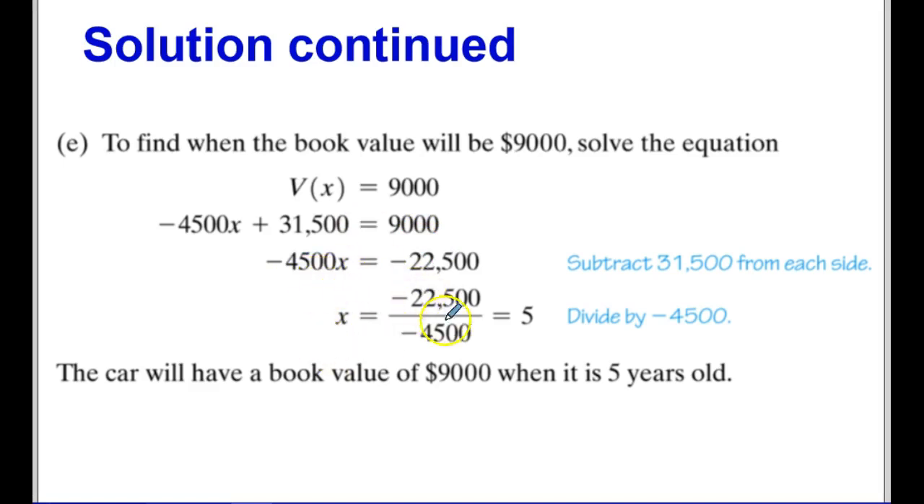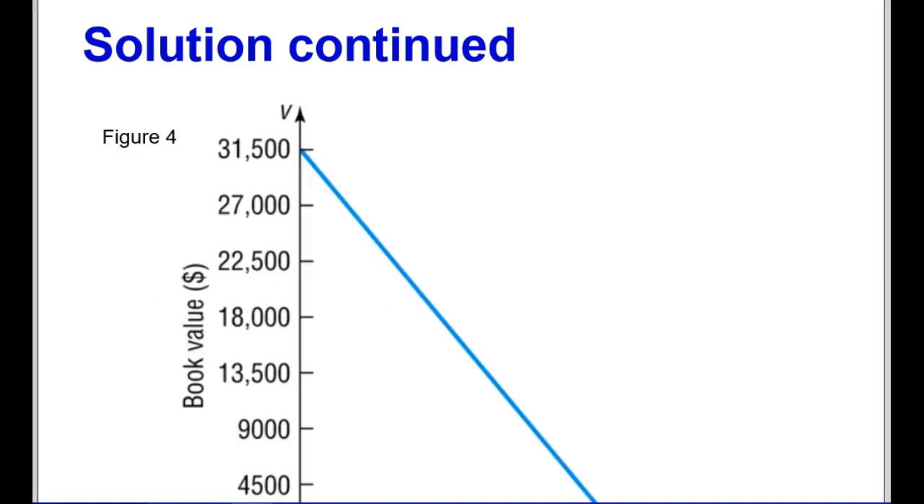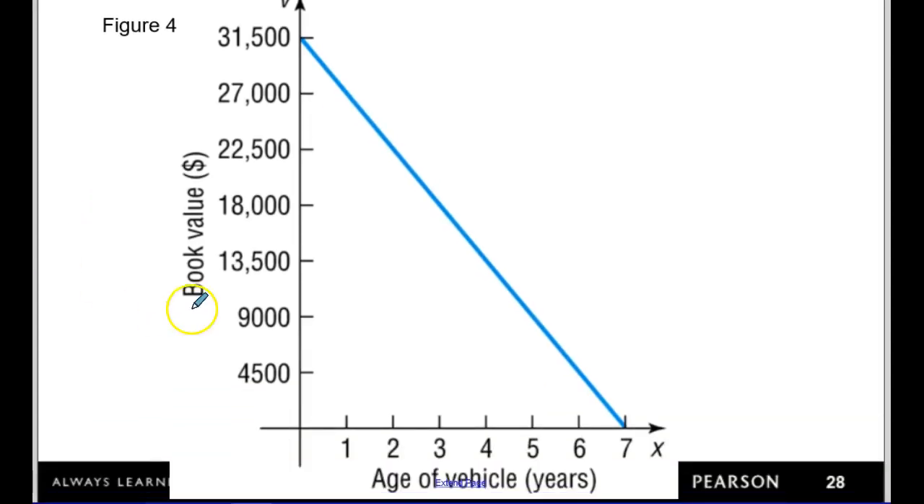So then I end up with x equals 5. So after 5 years, my car will be worth $9,000. I could also use my graph to figure that out as well. So I could find where $9,000 is right here, because I know that's the money I'm working with, cross over to my graph and down. And this will tell me the age of that vehicle at that point in time.